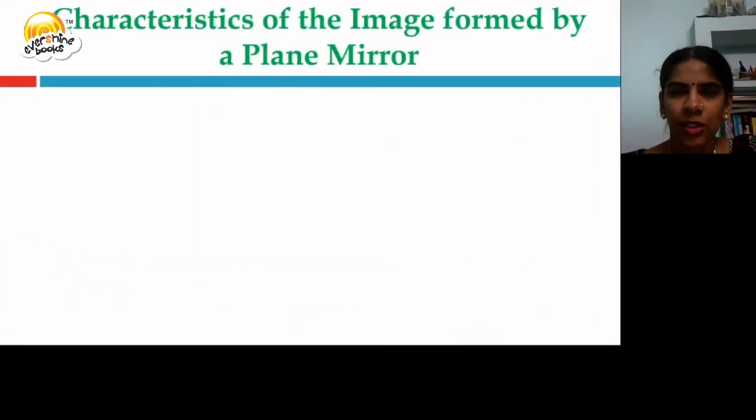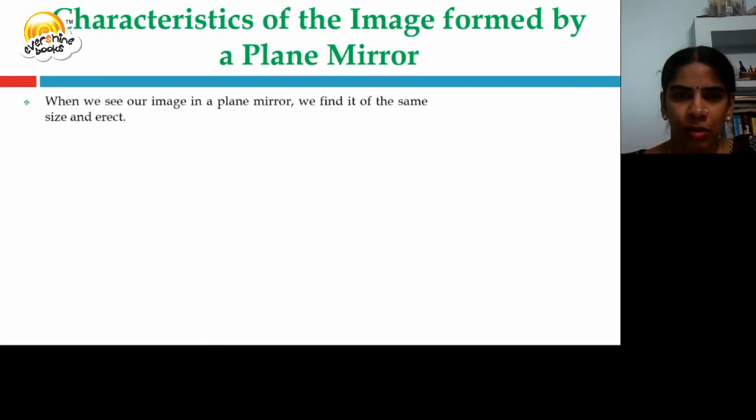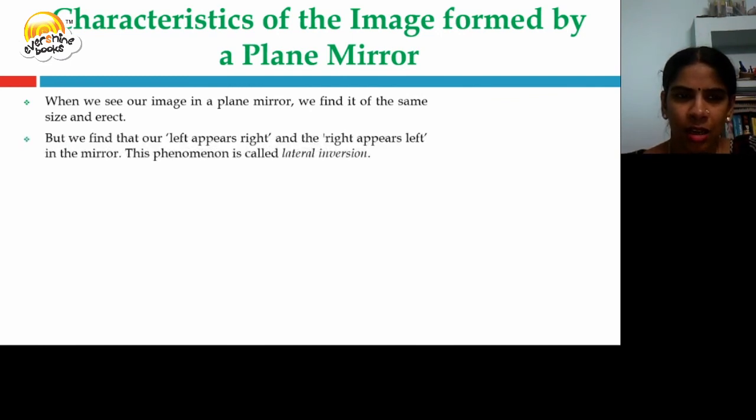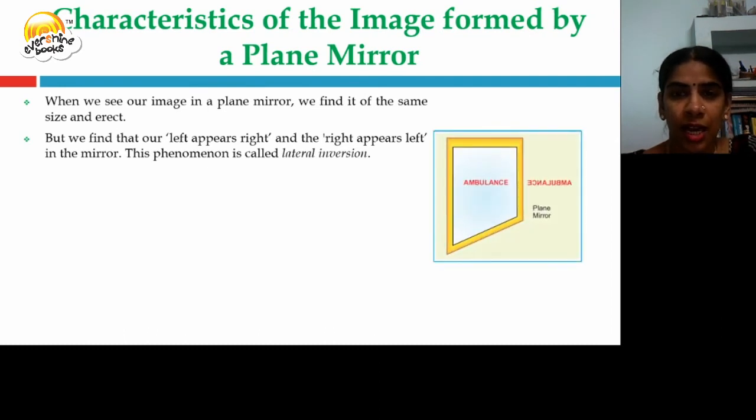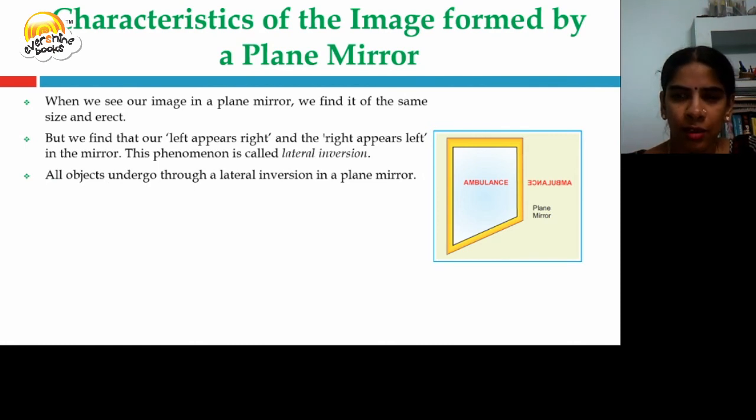Let us see now the characteristics of the image formed by a plane mirror. When we see our image in a plane mirror, we find it of the same size and erect. But our left finger appears right and right appears left in the mirror. This phenomenon is called lateral inversion. All objects undergo lateral inversion in a mirror.